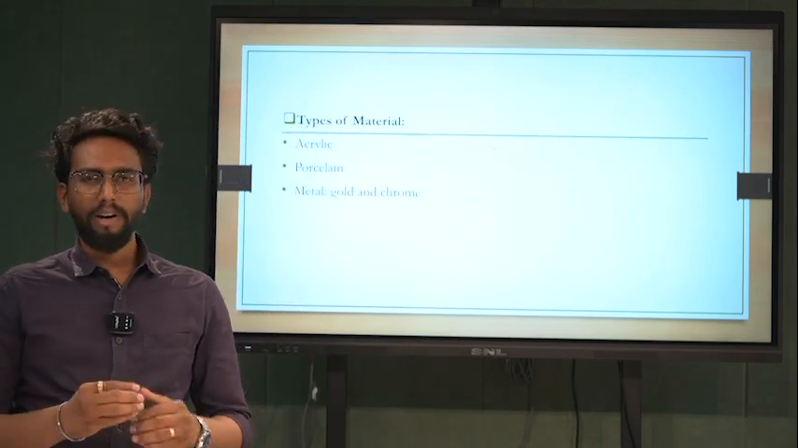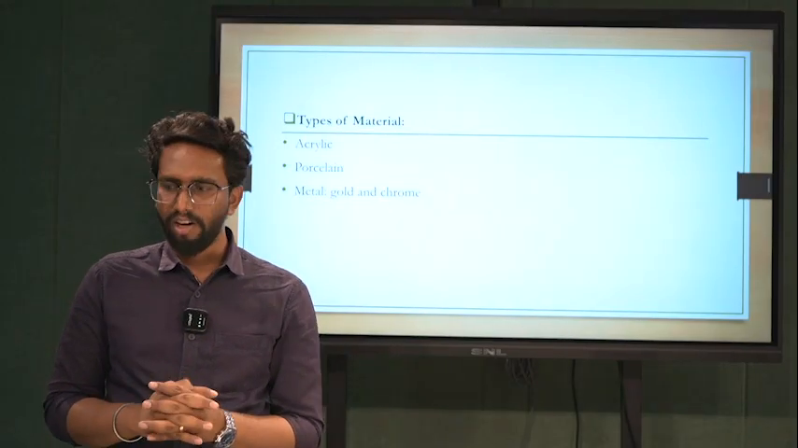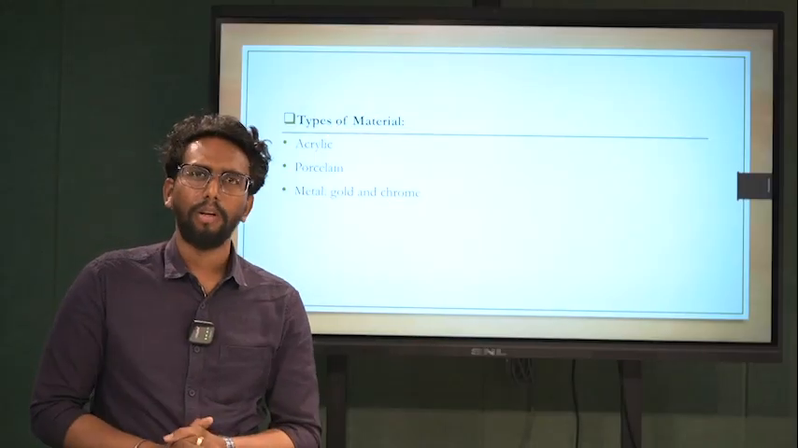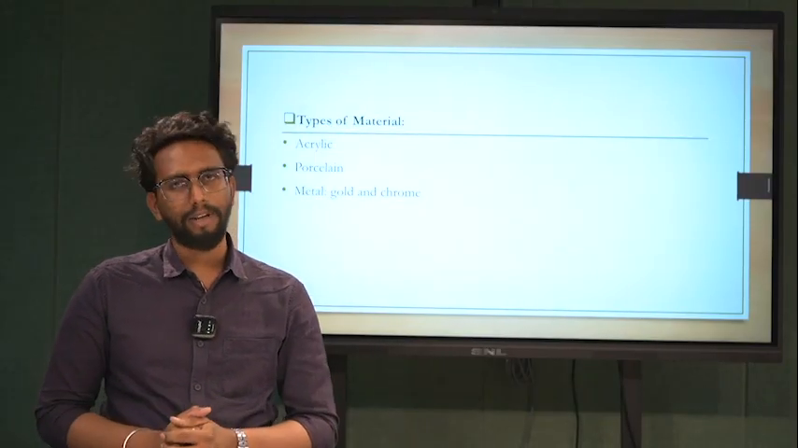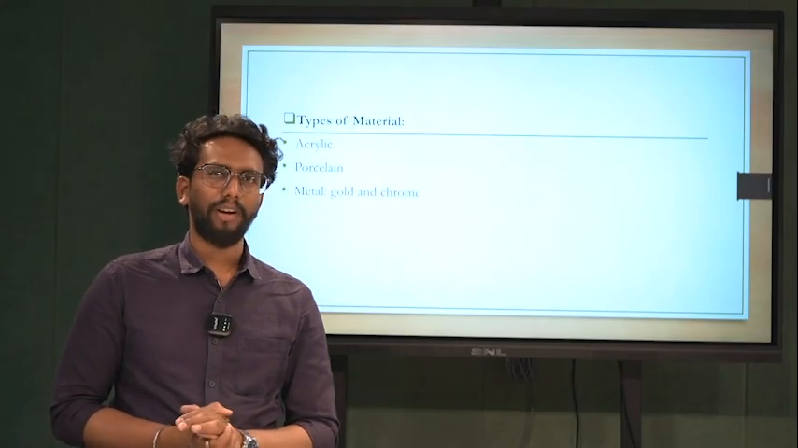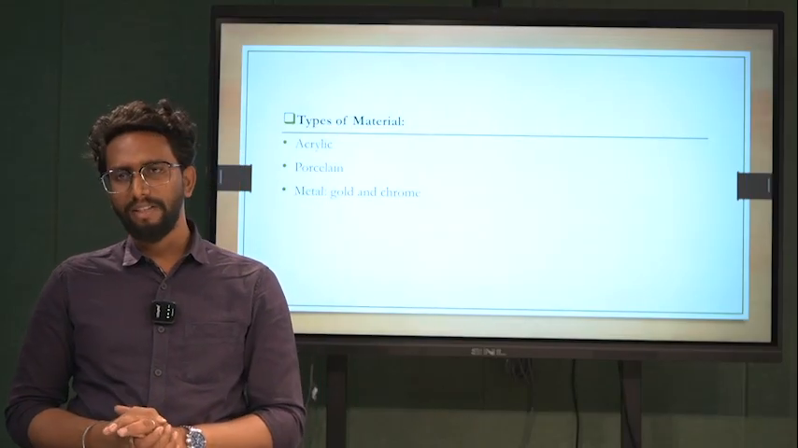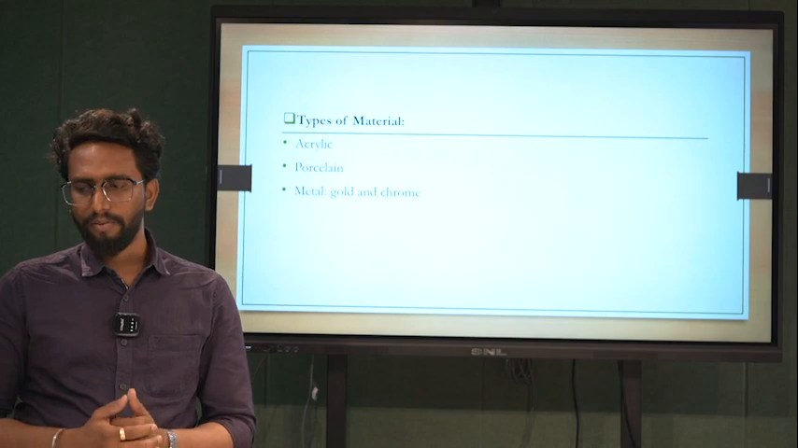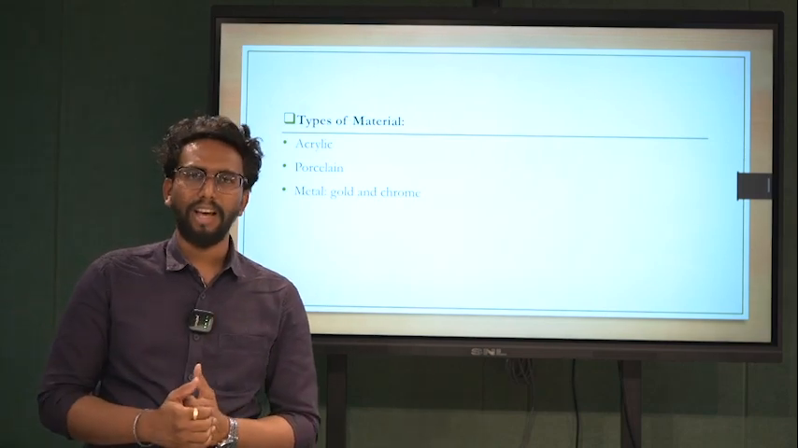And different types of material are available for the artificial teeth. One is acrylic, which is the most commonly used material for the replacement of natural teeth. Second is porcelain teeth, which are used sometimes where function as well as high aesthetic demand is there for the patient. And the last type is the metal one, which is gold or chrome metal. So these three types of teeth are used.